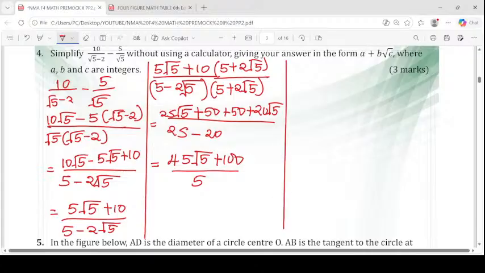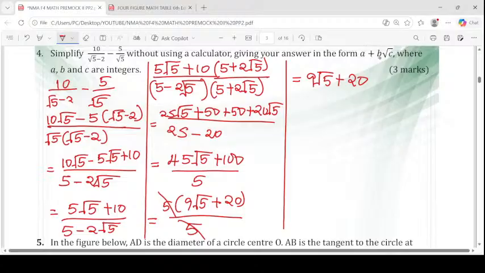Allow me to factor out 5. So when I factor out 5, I'll now be left with 9 root 5 plus 20, all over 5. Then this 5 and this 5 can cancel out. Then my answer is 9 root 5 plus 20.